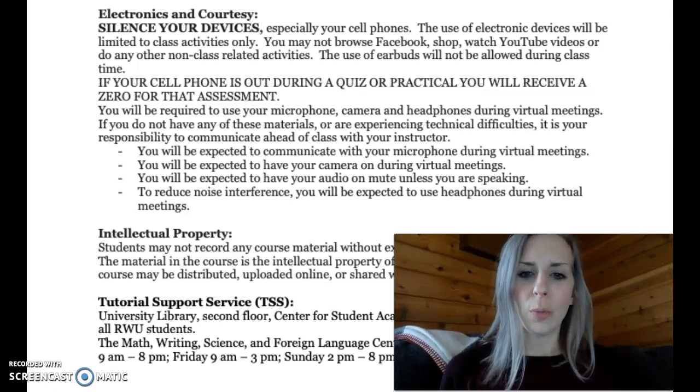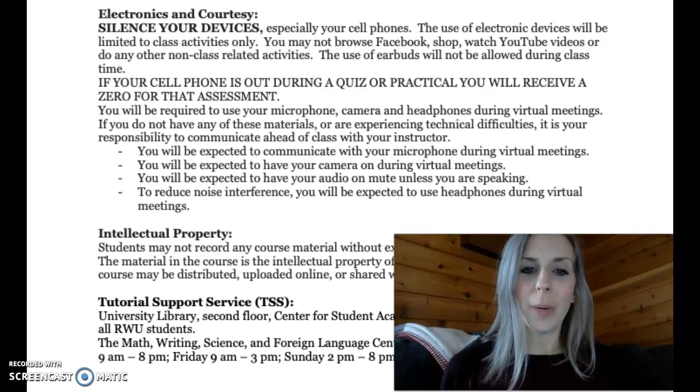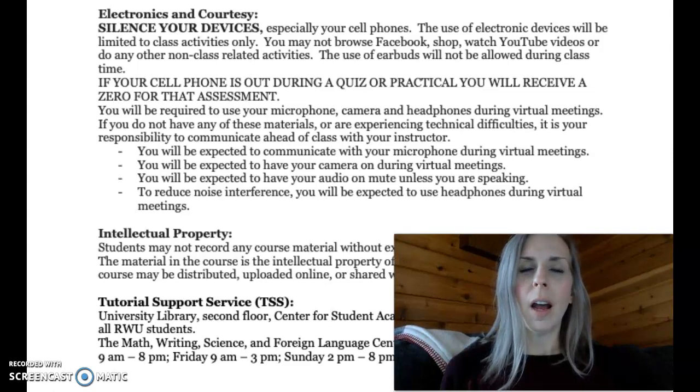When you are on Zoom with me, I prefer that you have your microphone ready, your camera on, and that you're ready to participate and communicate with me, especially when you are on Zoom. If you are online only in class, having your camera on and being able to talk and participate with the other students in class is going to be very beneficial to your experience.